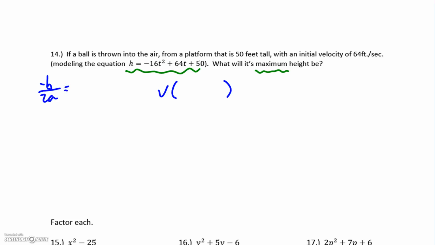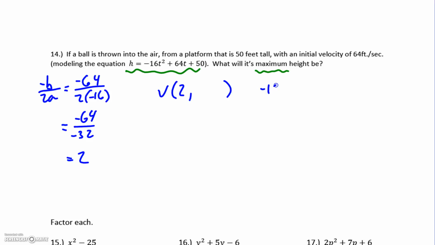So the opposite of b, that's going to be negative 64 over 2 times a, which is negative 16. Now from here, that's negative 64 over negative 32. When I divide, that gives me a positive 2. That's only half my vertex, though. That's the x value that goes with my vertex. I need to plug it back in and get the y value. So I'm going to plug that back in.